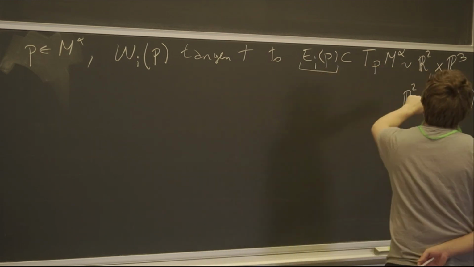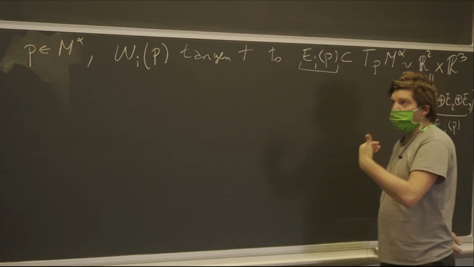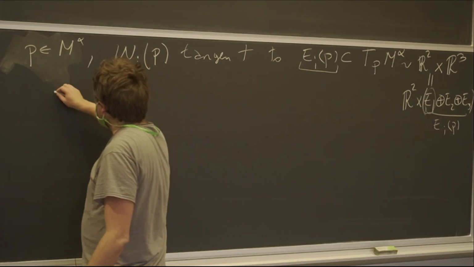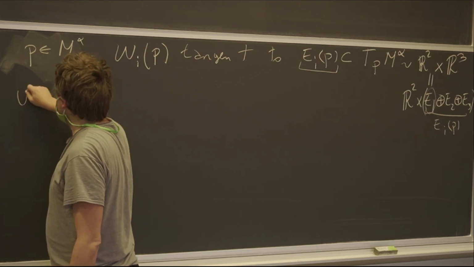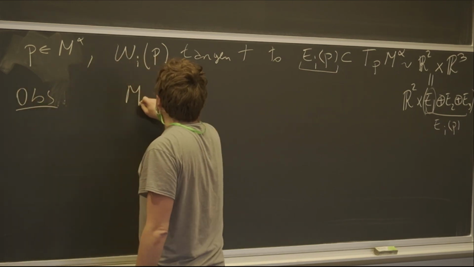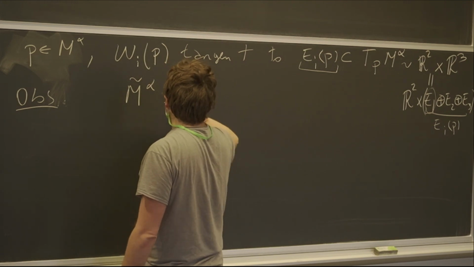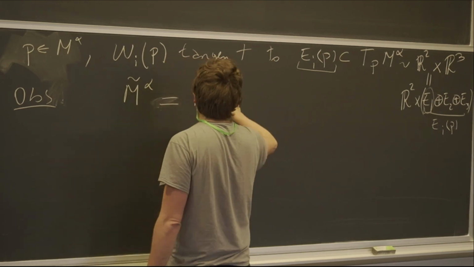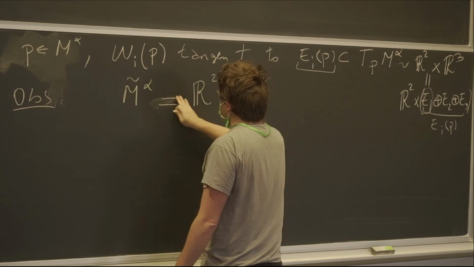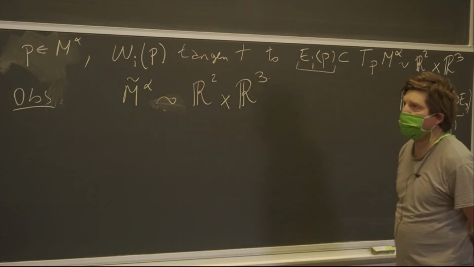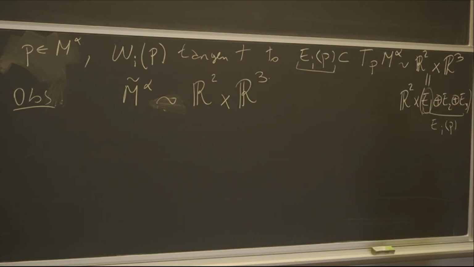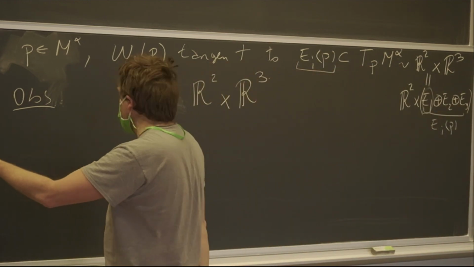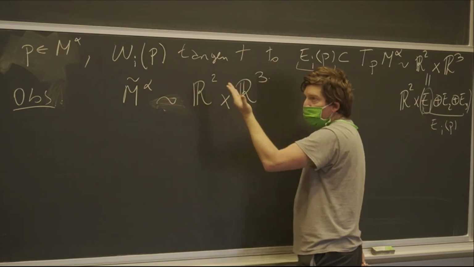So maybe I should talk a little bit about this identification before I continue. Observation: the universal cover of M alpha is naturally, fairly well identified with R2 times R3. Maybe let's just use this identification here. Because M alpha is the quotient of R2 times T3, and so the covering of R2 times T3 is R2 times R3.